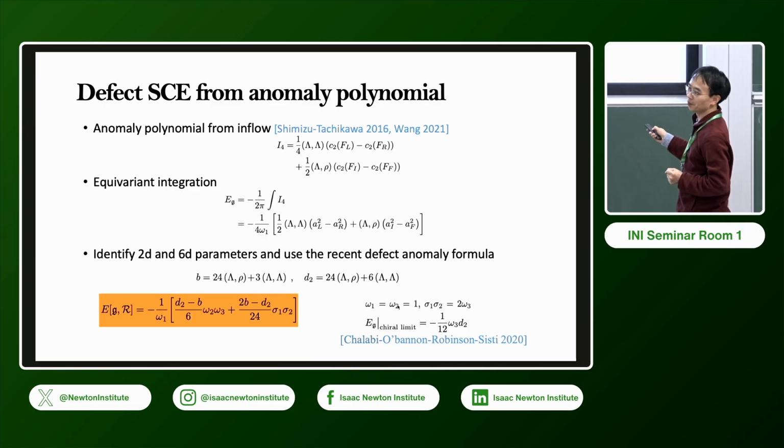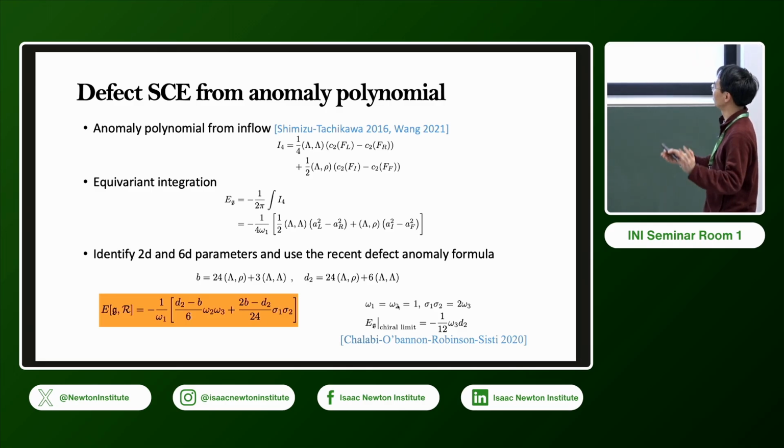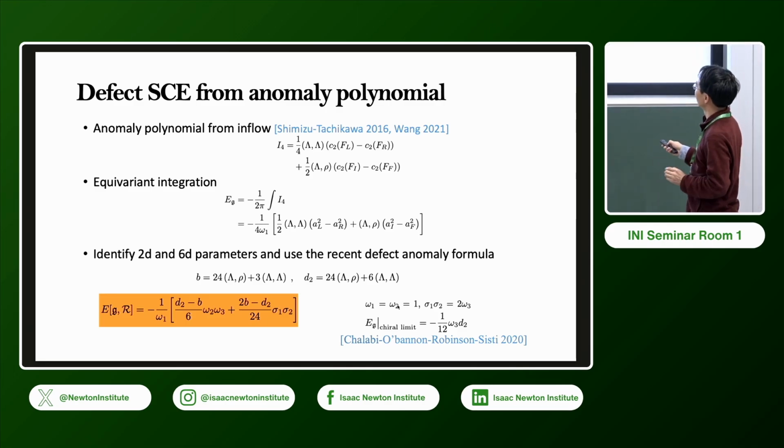It's a 4-form, I4. There are four terms, because there are four independent R symmetries. So you have this anomaly polynomial. Now you do the equivariant integral for this anomaly polynomial carefully, then you obtain the result. Learning from the bulk connection between the equivariant integral and the Casimir energy, we can generalize it to this case of the defect. So you get some result that looks like this.